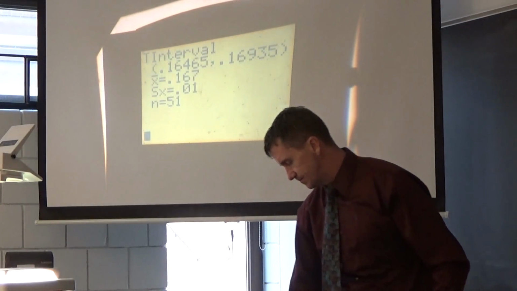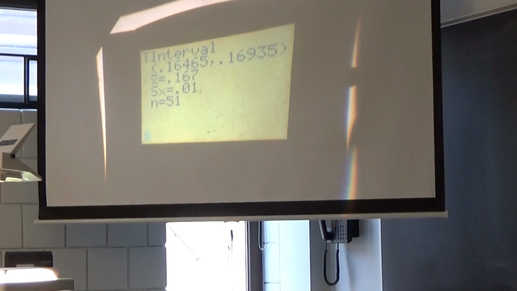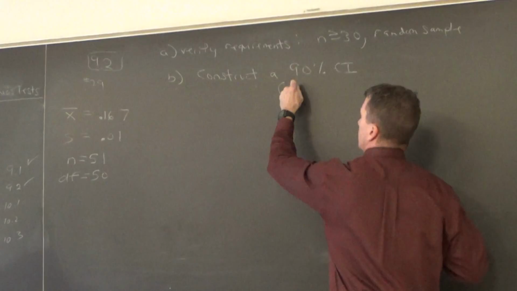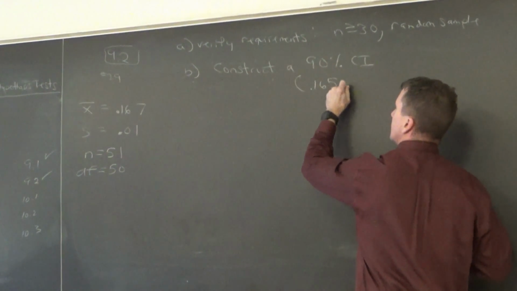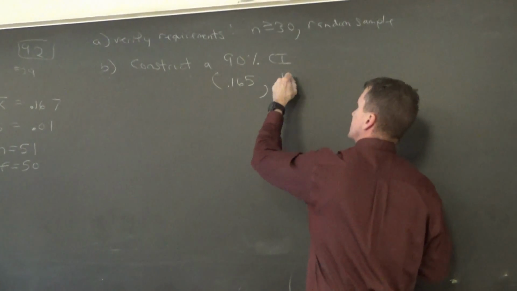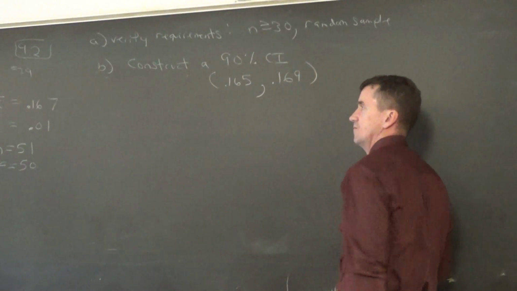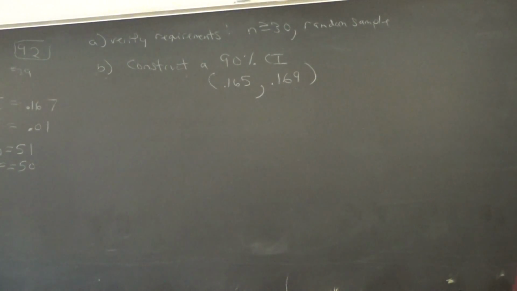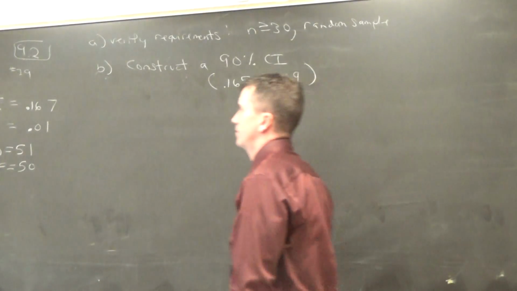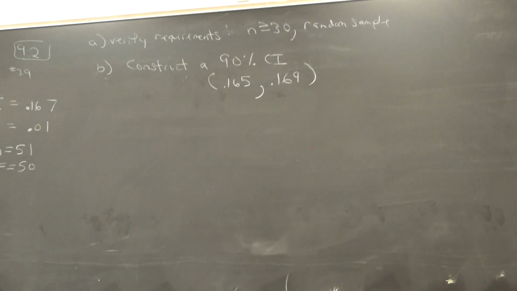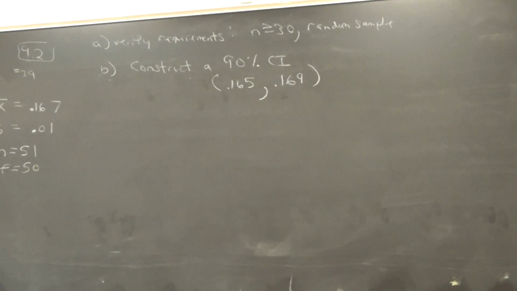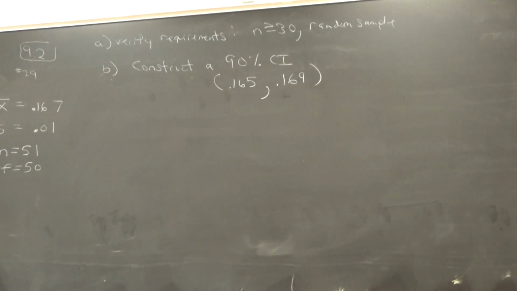All right, what is it? 0.164. This time I think I'll go out to 3 places. 0.164, 0.169.